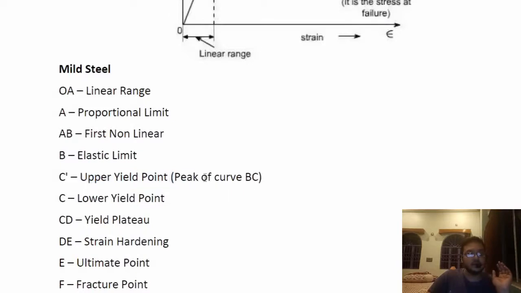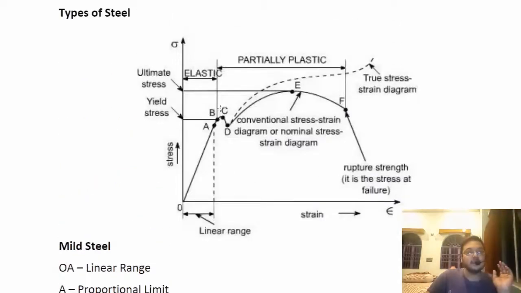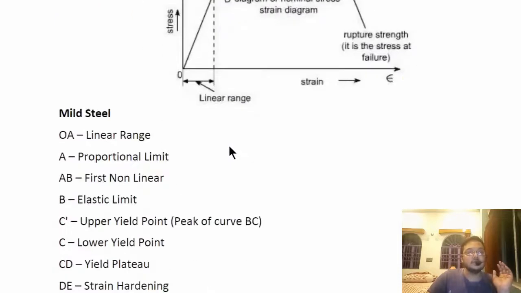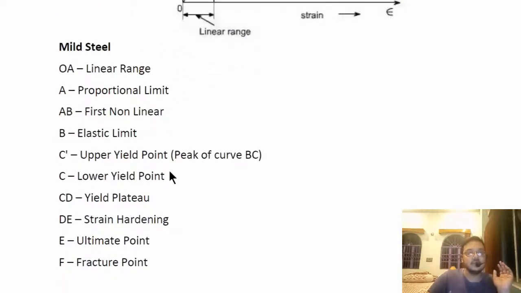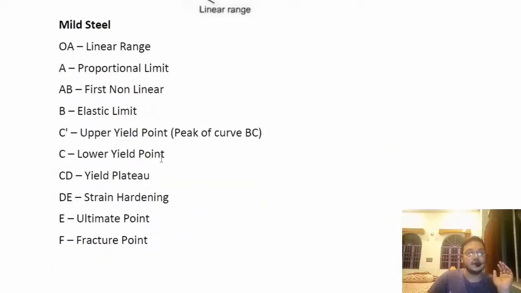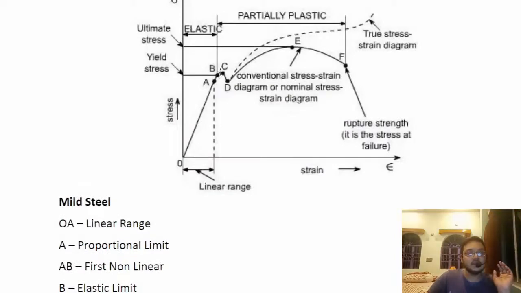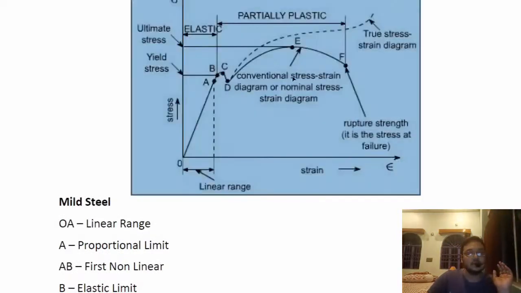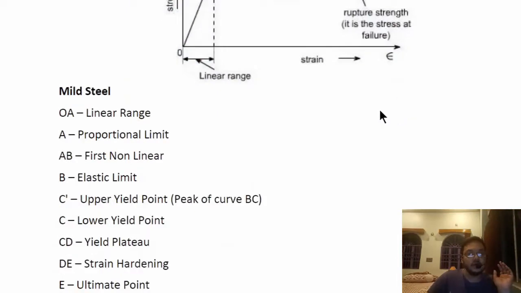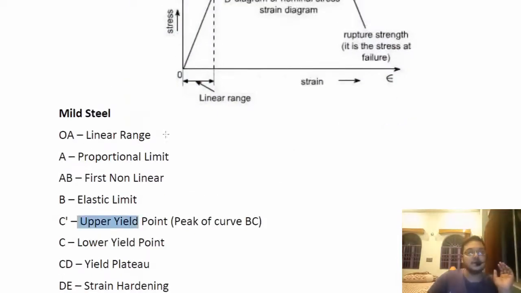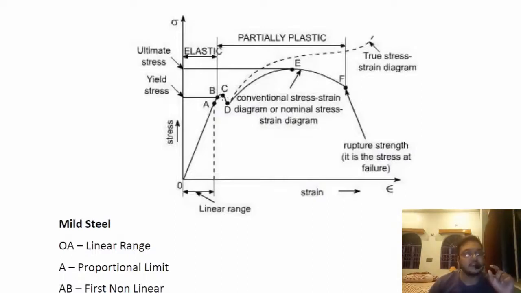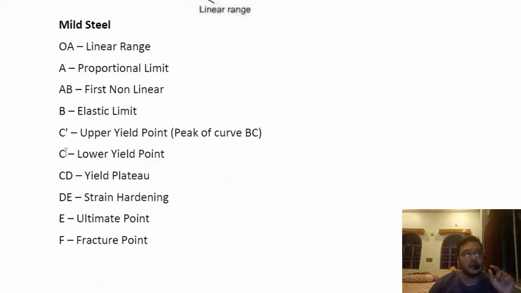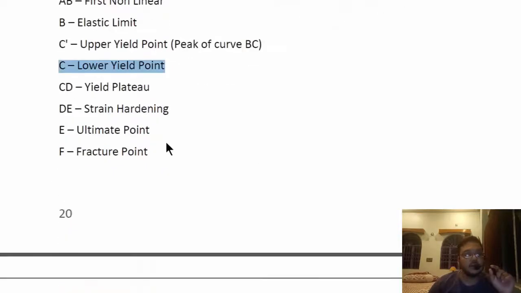B is the elastic limit, and this is our yield stress. C dash is the upper yield point, that is the peak of curve BC. So the peak of curve BC is C dash, and it is known as the upper yield point, and C is the lower yield point. There will be one peak between B and C, known as C dash, the upper yield point, and whenever the graph goes down, the capital C denotes the lower yield point.